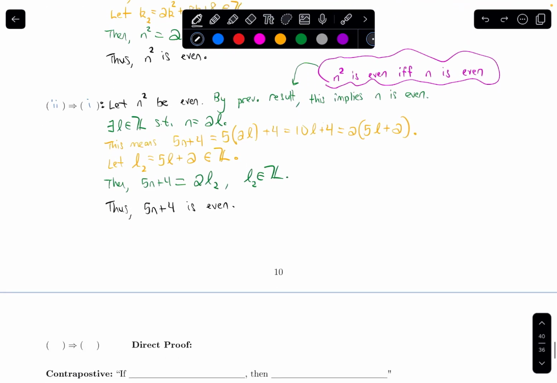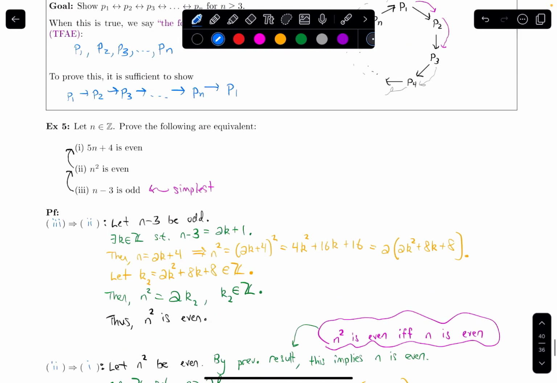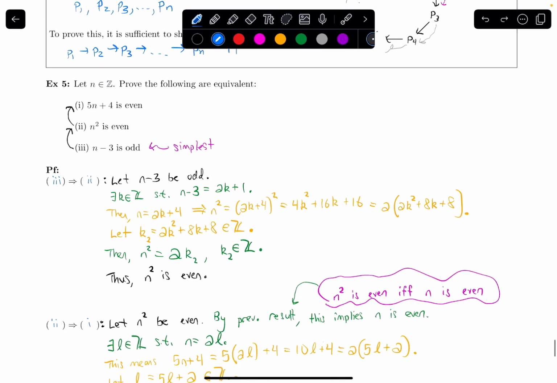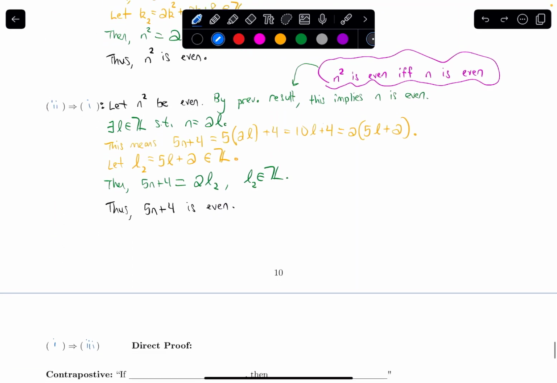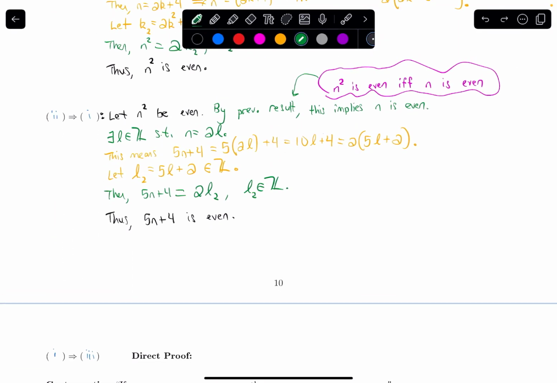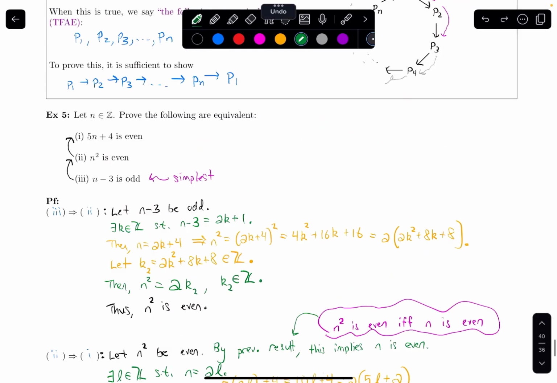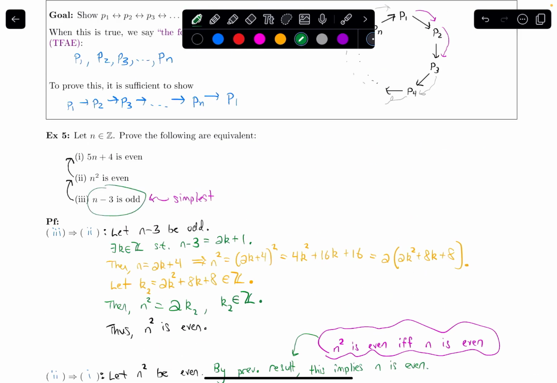So we need to prove that the first thing implies the third thing. All right. So, okay, the first thing, if I'm assuming that's true, we'd be assuming 5n plus 4 is even. Let's try a direct proof and see why that becomes a bit hard. So I'm going to just write some scratch work here. If 5n plus 4 is even, that means 5n plus 4 equals 2k. And if I'm trying to prove the third thing, which is saying n minus 3 is odd, I'll probably have to isolate n.